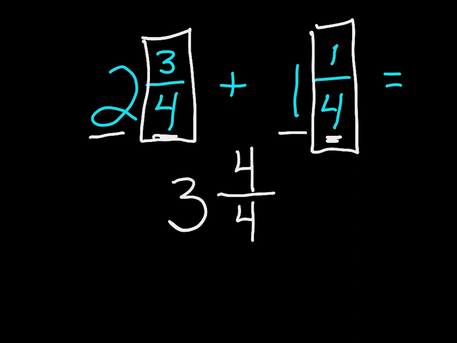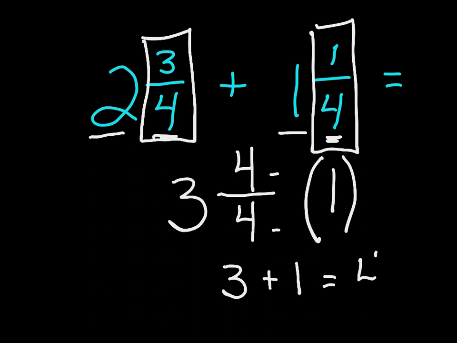Anytime we see that the numerator and the denominator both have the same number, we know that it's a whole. So we're going to take our 3 wholes plus our new whole, which is 4/4, add it up, and we're going to get 4 wholes. So 2 3/4 plus 1 1/4 is equal to 4 wholes.